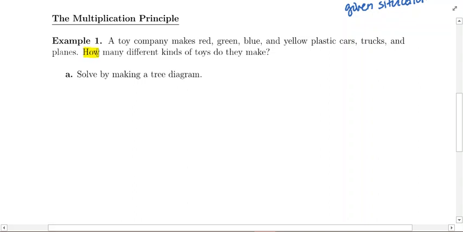The question is saying how many different kinds of toys do they make? So the answer should actually be a number and not the specific toys themselves, although you could list them out if you wanted to. But again, the final answer to the question will be how many different kinds of toys that this company makes. All right. So let's talk about what a tree diagram is.